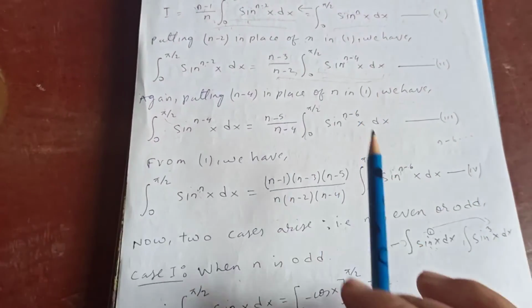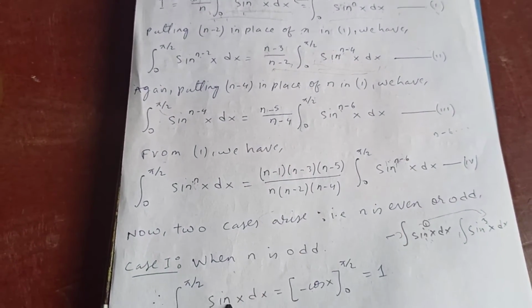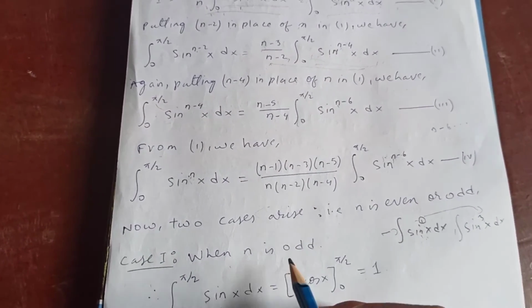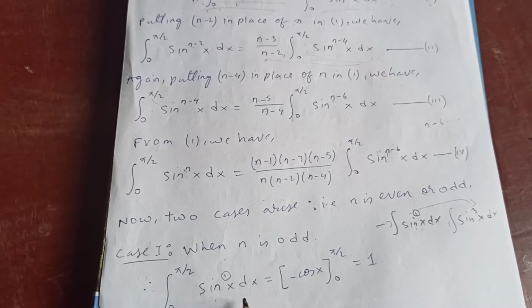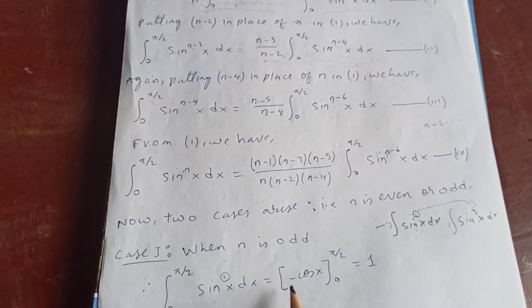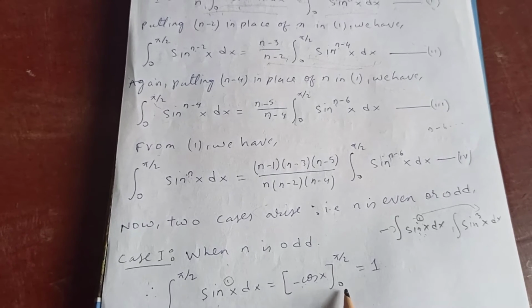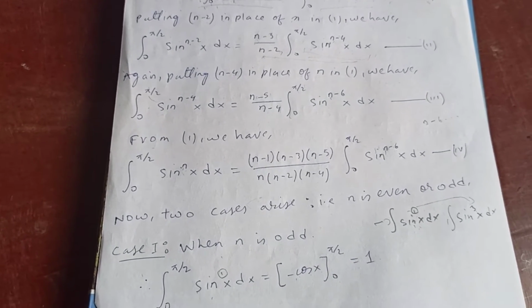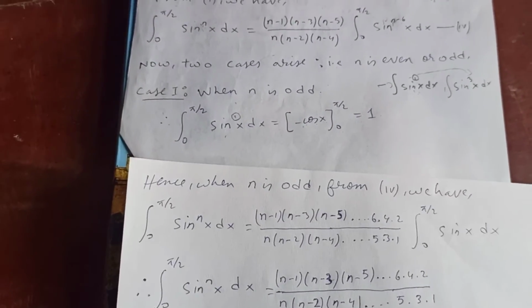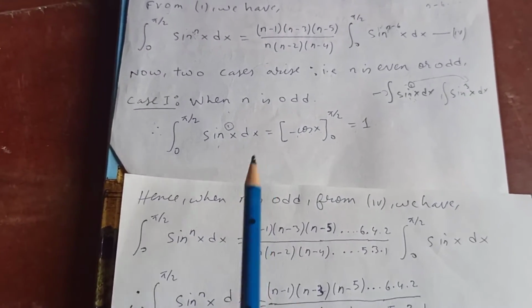So in all these cases, the last term will be sin x dx, that means power 1, which is odd, right? So now integrate this one, you get minus cos x integral from 0 to pi by 2, which is equal to 1. So continue this process here. Now the case 1 is when n is odd.